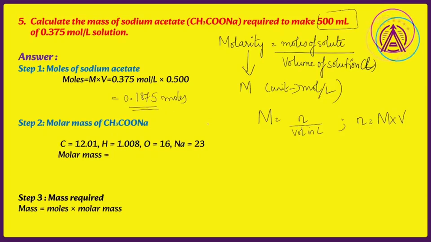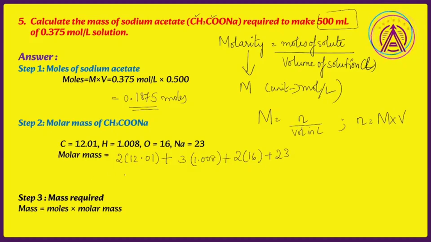Okay, now that I know the moles, what can I do? I need to find the molar mass of sodium acetate. Carbon is 12.01, hydrogen is 1.008, oxygen is 16.00, sodium is 23.00 u. So if I have to calculate, I have two carbons in my formula. So I will simply do 2 into 12.01 plus 3 into 1.008, since 3 hydrogens are there, plus 2 into 16 plus 23.